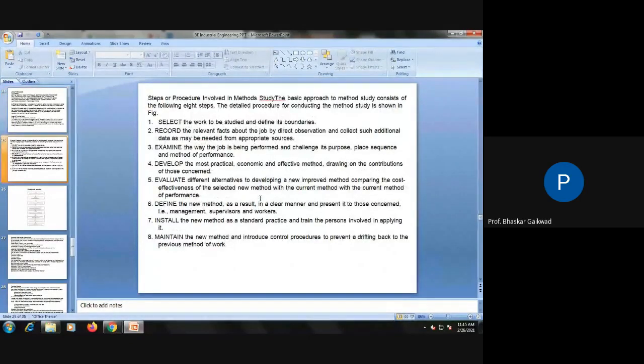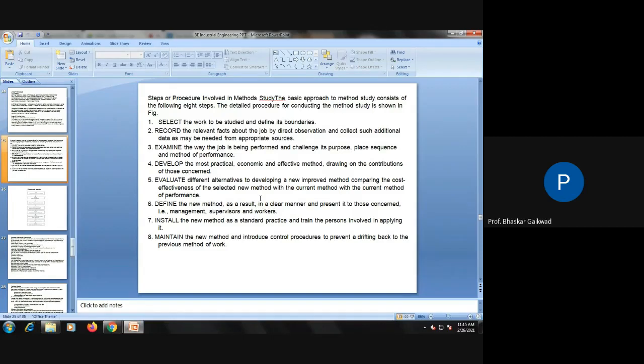Then what is the procedure of method study? Yesterday or the day before yesterday, we saw that work study procedure and method study procedure are the same. Work study is the title. Under this, method study and work measurement are there.